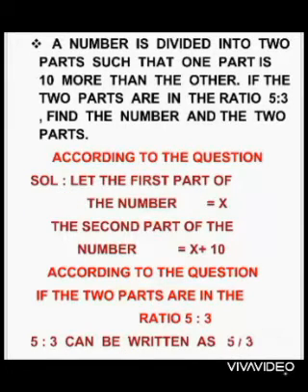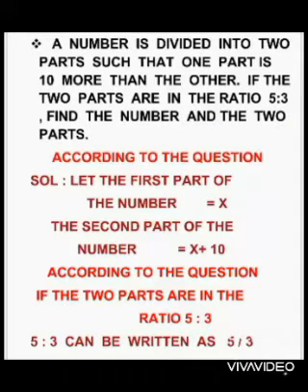So let us move to the next sum, children. A number is divided into two parts such that one part is 10 more than the other. If the two parts are in a ratio 5:3, find the number and the two parts.